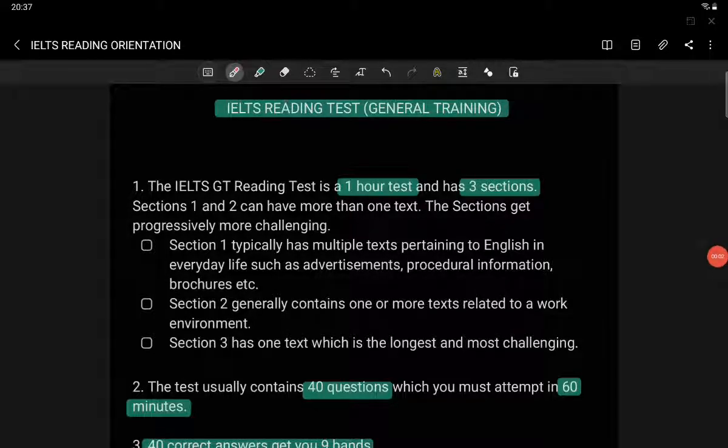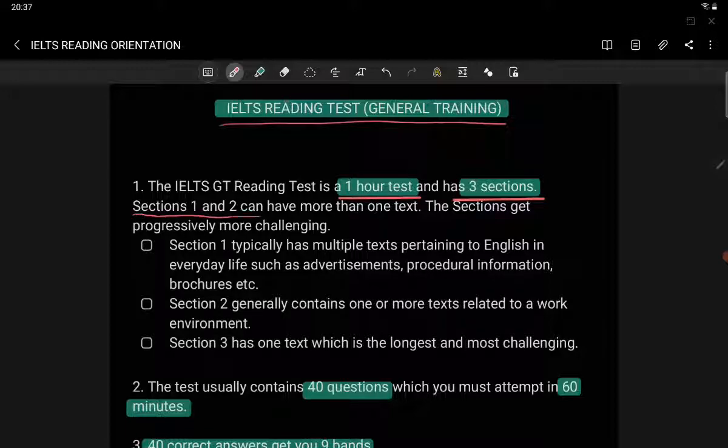So this is your IELTS reading orientation. These are some pointers for the IELTS reading test for general training candidates. The IELTS general training reading test is a 1 hour test, 60 minutes, and has 3 sections. So you get 3 different sections which may contain more than one passage.